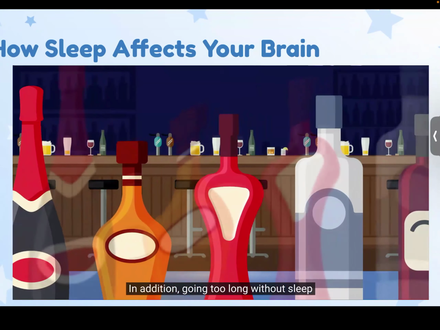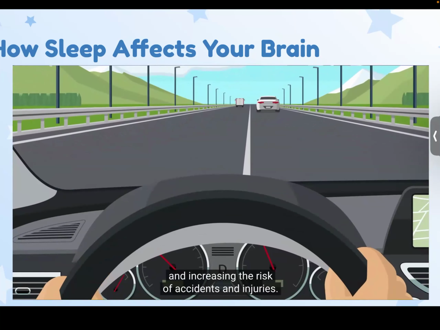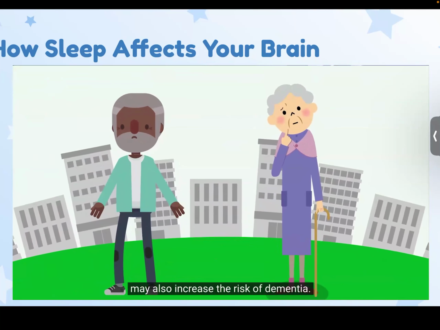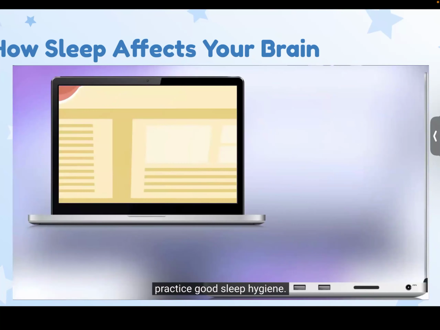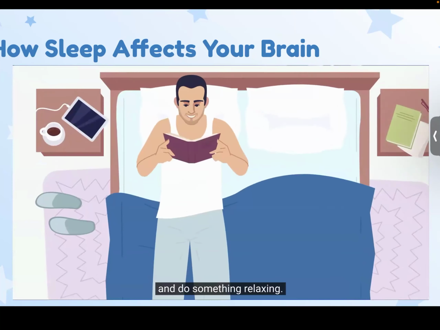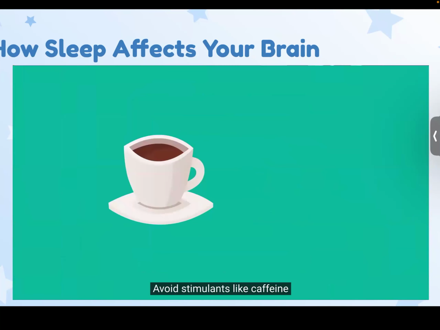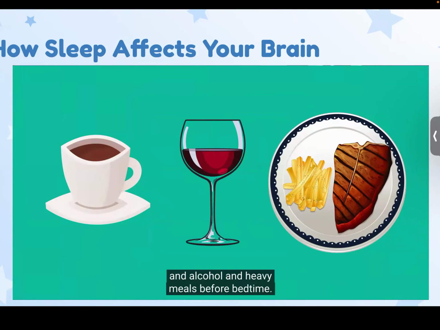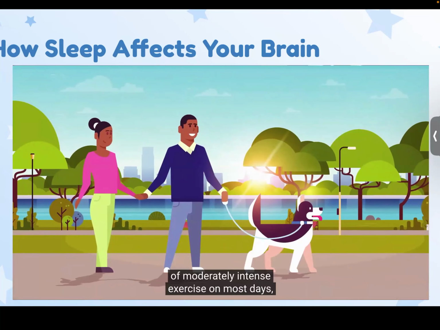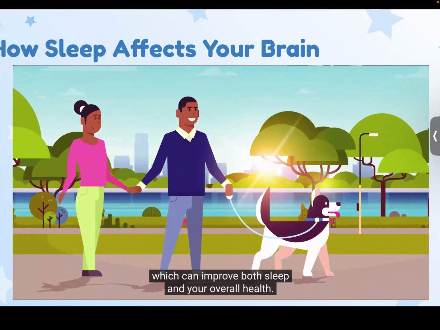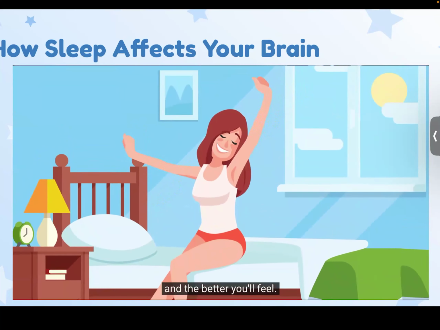In addition, going too long without sleep has similar effects to being drunk, impairing judgment and performance, and increasing the risk of accidents and injuries. Over time, a lack of adequate sleep may also increase the risk of dementia. To ensure you're getting enough sleep, practice good sleep hygiene. Put away electronic devices an hour before bedtime and do something relaxing. Go to bed at the same time each night and wake up at the same time each morning. Avoid stimulants like caffeine in the late afternoon or evening and alcohol and heavy meals before bedtime. Keep your bedroom quiet, cool, and dark. And try to get in at least 30 minutes of moderately intense exercise on most days, which can improve both sleep and your overall health. The better you sleep at night, the better your brain will function, and the better you'll feel.